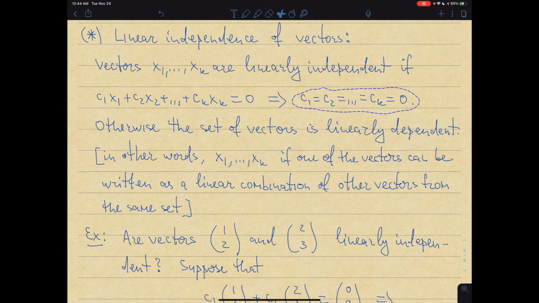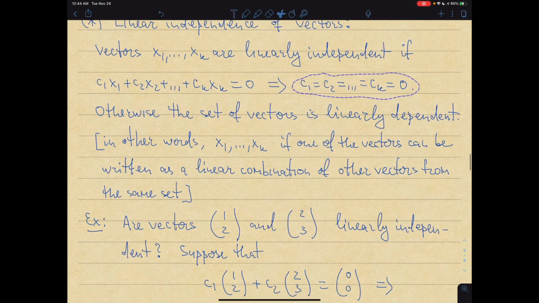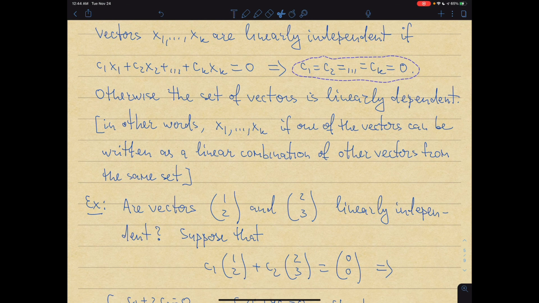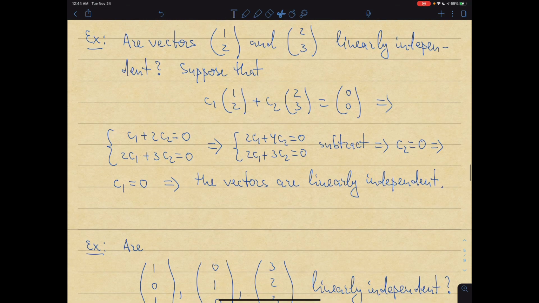And if at least one of those coefficients is not equal to 0, then the vectors are dependent. And just like before, dependence means that if I have a set of k vectors that is linearly dependent, I will always be able to express one vector as a linear combination of the other vectors. Okay, so to this end, a couple of examples again. If I have two vectors, 1, 2, and 2, 3, are they linearly independent or not?